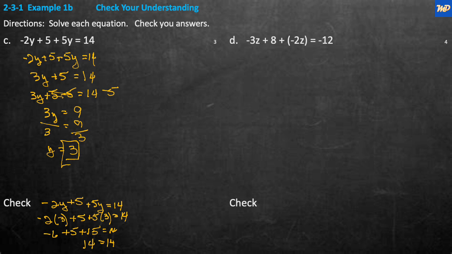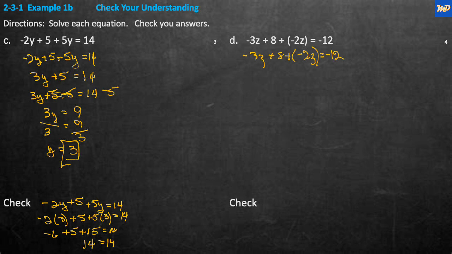Last problem. Negative 3z plus 8 plus the quantity negative 2z equals negative 12. They just give you a little extra to think about here by putting a plus a negative quantity. So let's do that. We've got to get the z's together. Well, this really means nothing more than negative 2z. If this were a negative sign here, then it could have been a negative times a negative, right?